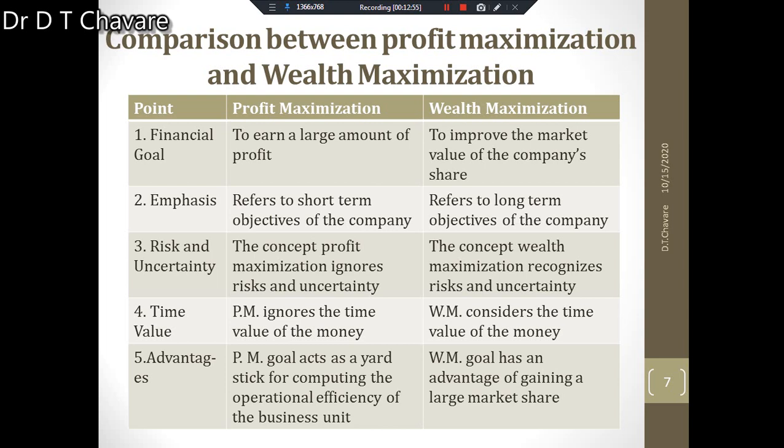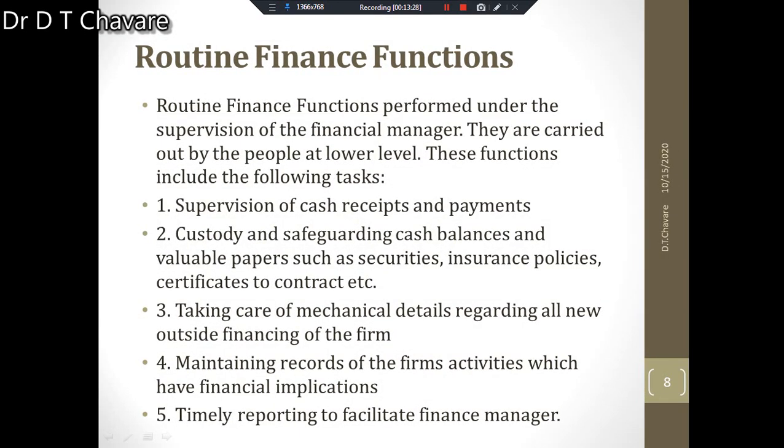And the last difference we can explain here with the help of the advantages. Profit maximization goal acts as a yardstick for computing the operational efficiency of the business unit. But in case of wealth maximization, the goal has an advantage of gaining a large market share. Okay, in this way, these are the 5 points. With the help of those 5 points, we can differentiate between profit maximization and wealth maximization.